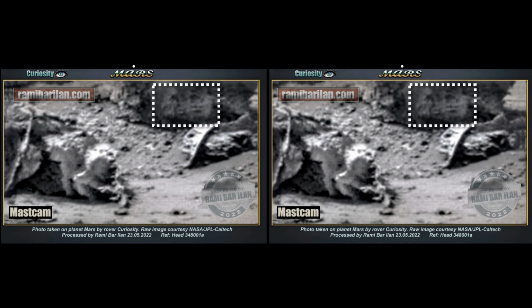What also grabbed my attention are these markings on the back wall. Are those carvings? I think they might be, but who knows?